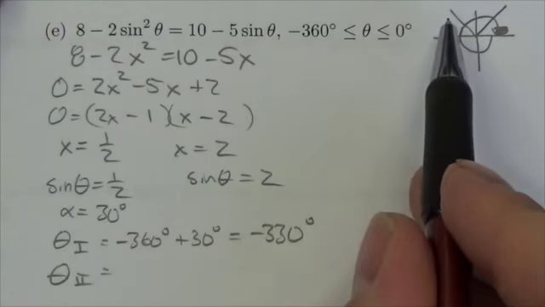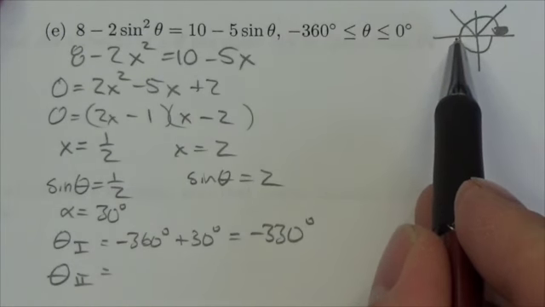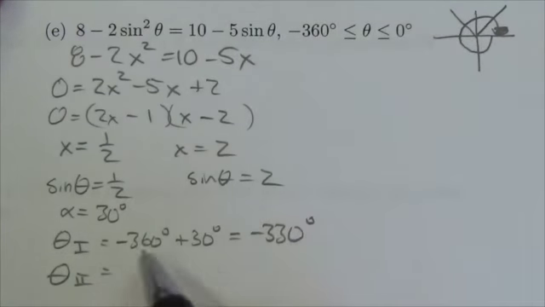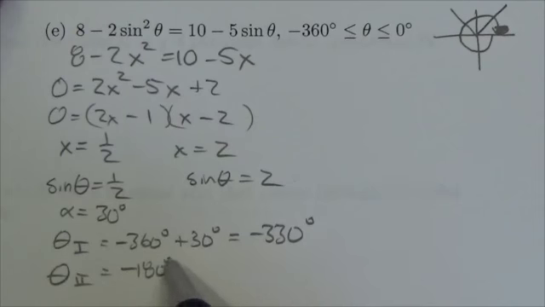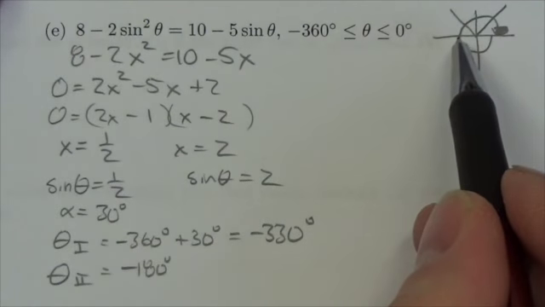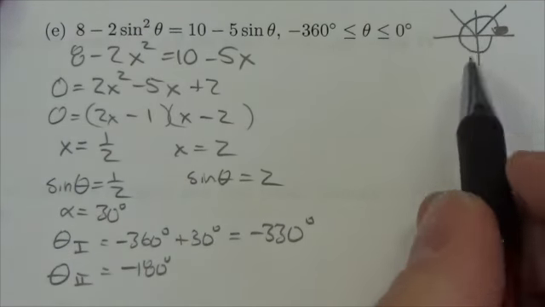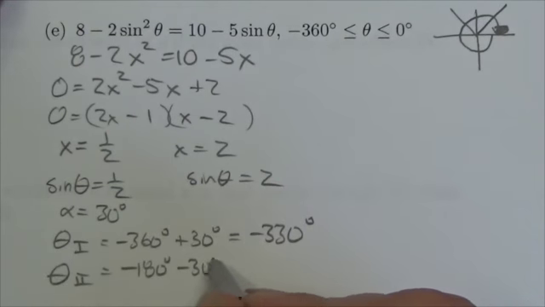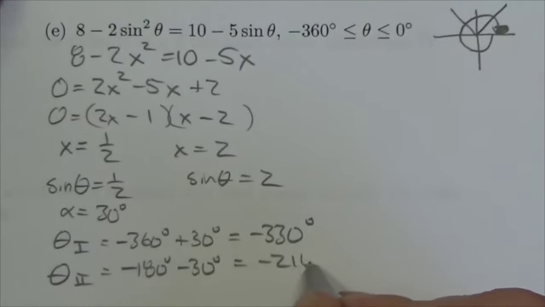To get to this one right here, we're going to rotate out to the x-axis, and so that's going to be negative 180 because of the direction I'm going. But then I'm going to keep going a negative angle here, negative 30, so minus 30. So my answer is negative 210.